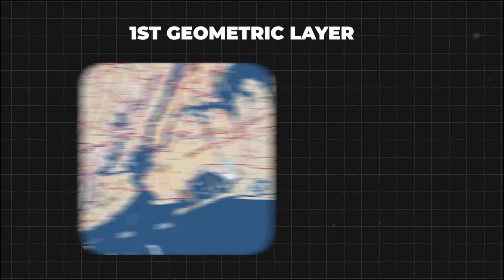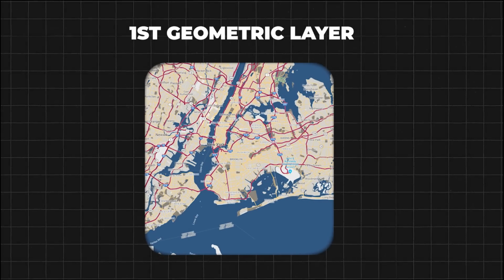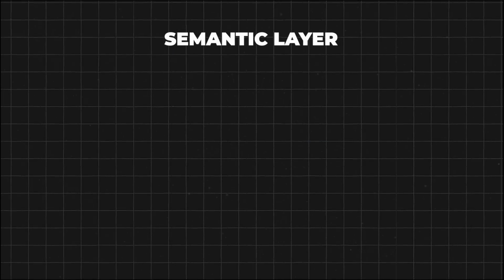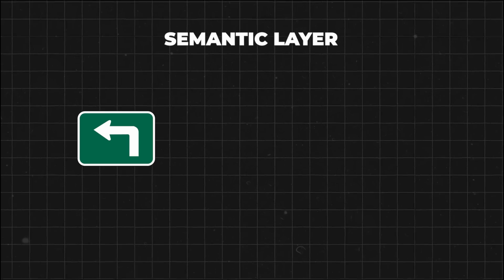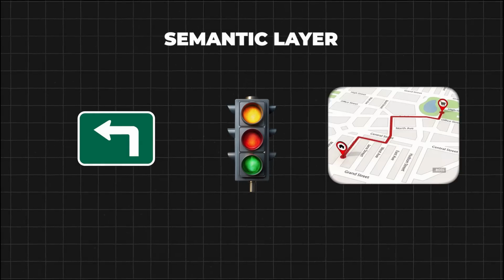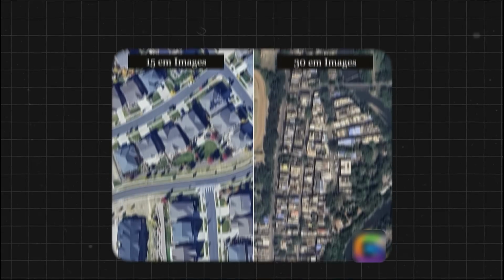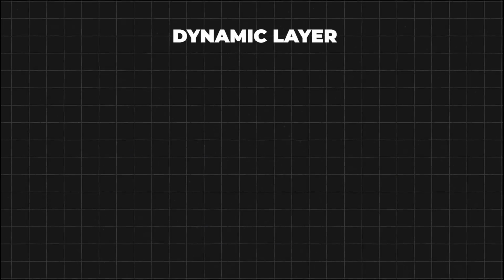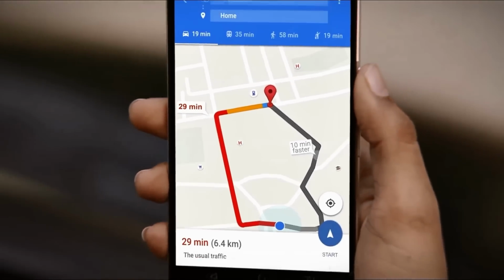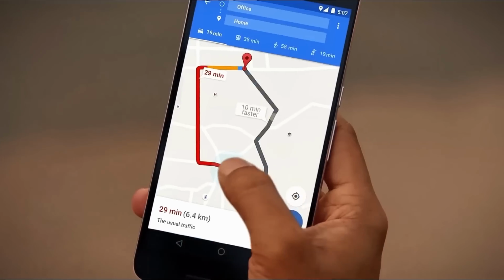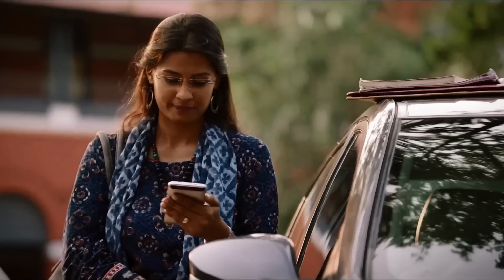First, the geometric layer details road shapes, width, and lane positions. Next, the semantic layer catalogs road signs, traffic signals, and lane markings, everything that helps define the rules of the road. Finally, the dynamic layer captures real-time changes like traffic conditions and temporary lane closures, constantly updating to stay accurate.